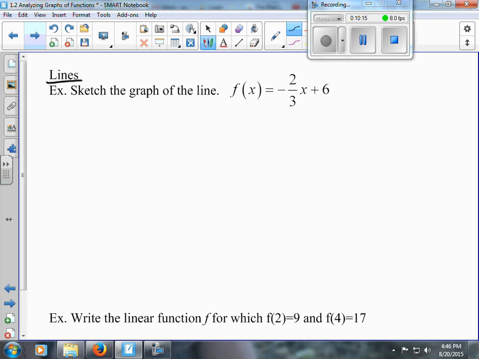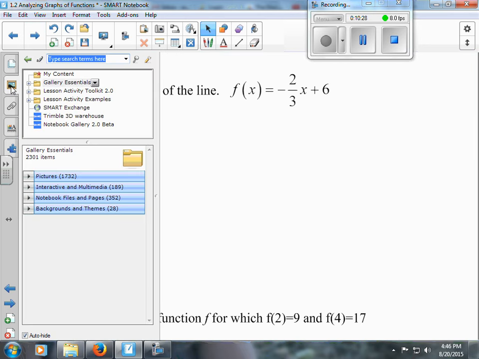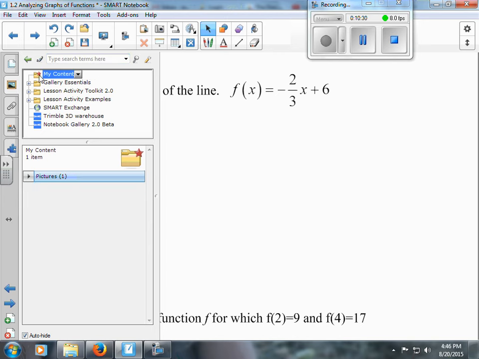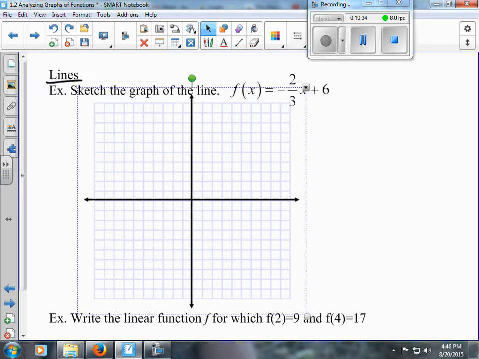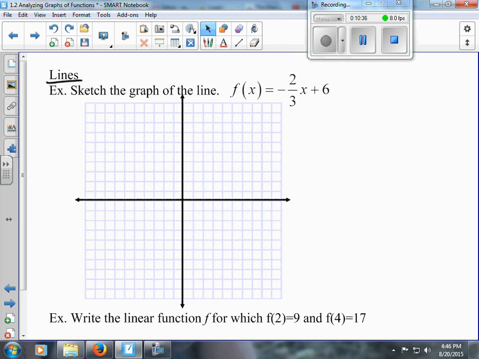Lines. So I want you to graph the line that is given by f of x equals negative 2/3 x plus 6. I think that, yes, I have an XY chart here. So I'm going to use this graph paper. You don't have to use graph paper.